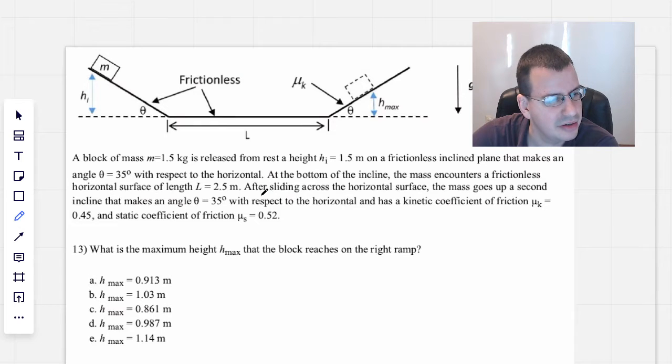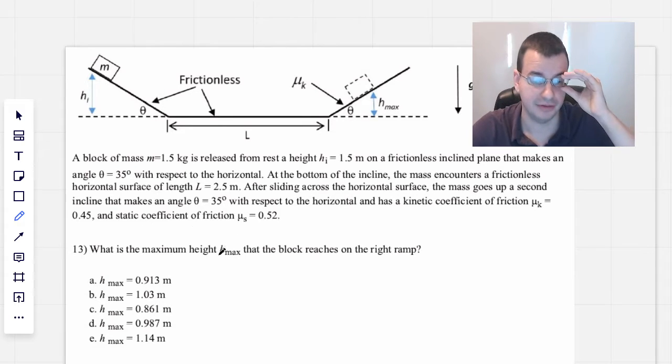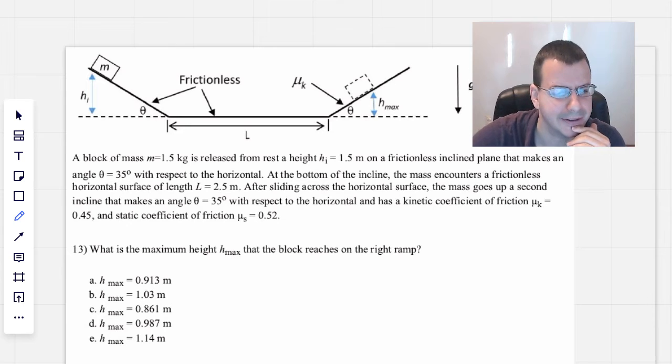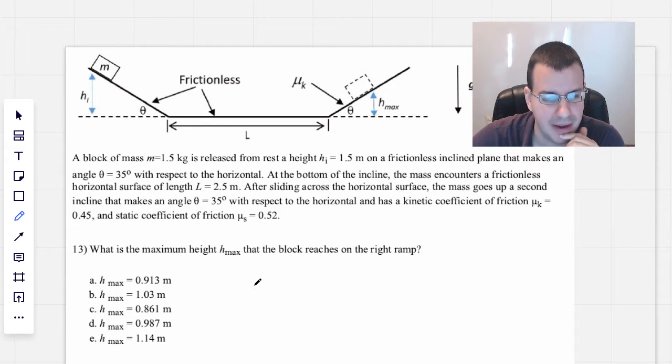After sliding across the horizontal surface, the mass goes up a second incline that makes an angle of 35 degrees with respect to the horizontal, has a kinetic coefficient of friction of 0.45 and a static coefficient of 0.52, which is a little bit bigger and that kind of makes sense. What is the maximum height, h max, that the block reaches on the right ramp?